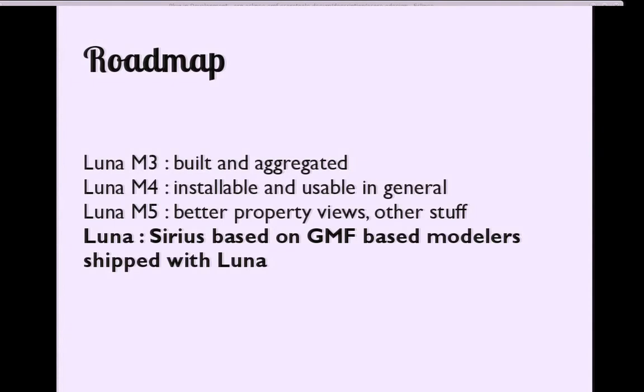So I'll finish with a small roadmap. Actually, the first commit of EcoreTools 2 was maybe 3 or 4 weeks ago, so that's pretty new. But now that Sirius is in Luna, I could add EcoreTools 2 into Luna. And so now it's built and aggregated for Luna M3. Some features are not installed when you install it from Luna right now, especially the properties. I expect this to be fine, so installable and usable in general, for M4. And M5 will bring better property views, other stuff.